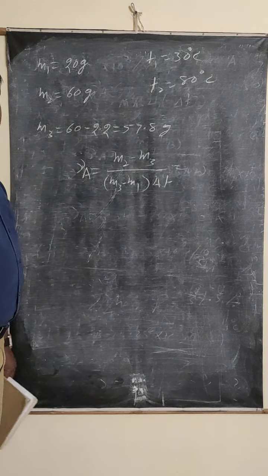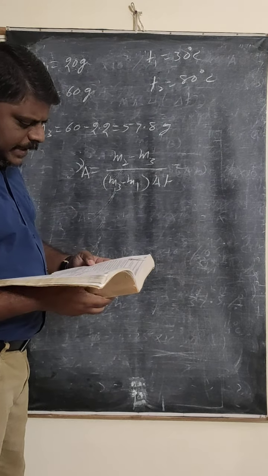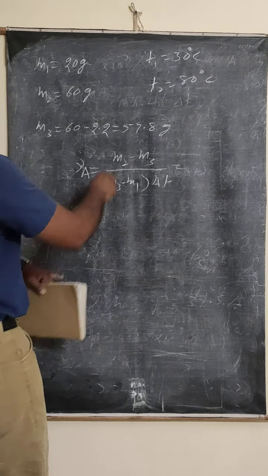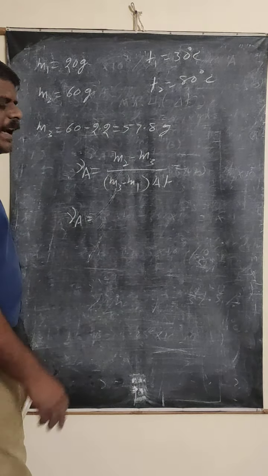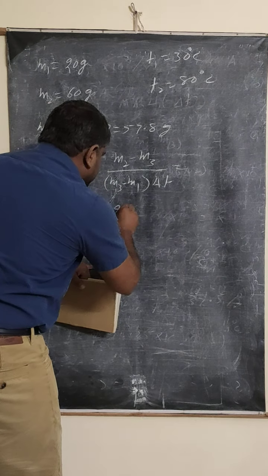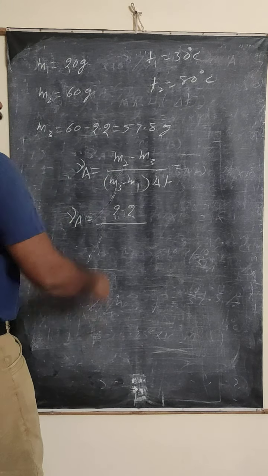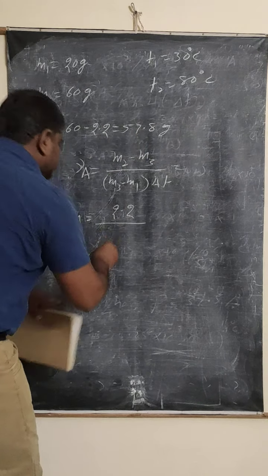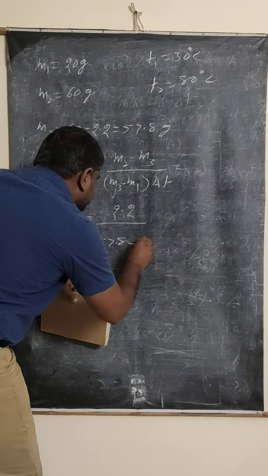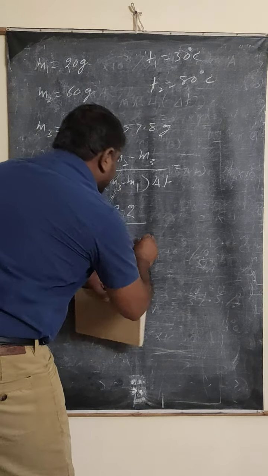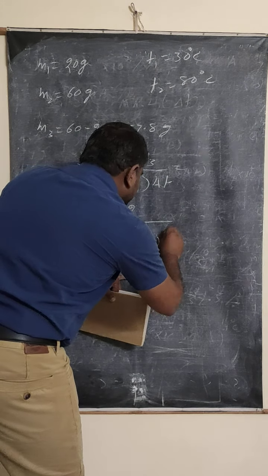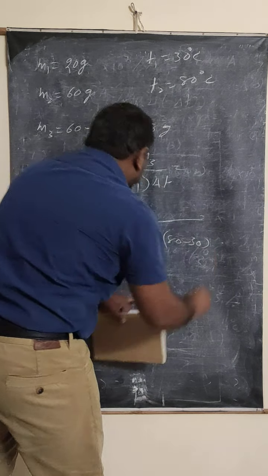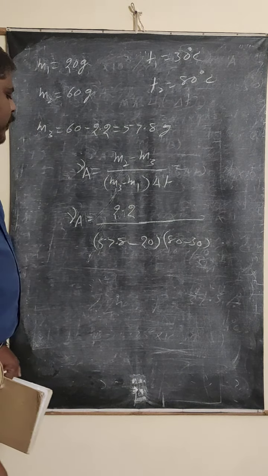Okay, this is the formula we are going to use. The problem is asking for the apparent expansion, that's why gamma A is equal to, write down the values. M2 minus M3 means the mass of the liquid expelled, which is directly given as 2.2, divided by the mass of the remaining liquid, M3 minus M1. M3 is 57.8, minus M1 which is 20, into the temperature difference, 80 minus 30. Okay, this is the simplification part we are going to take up here.